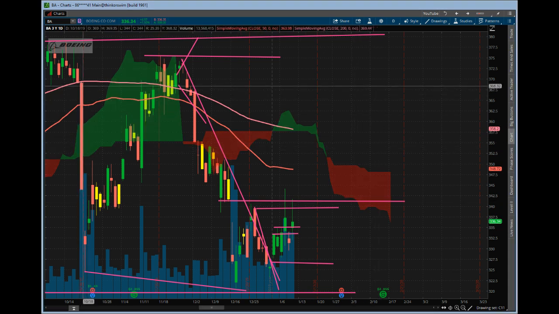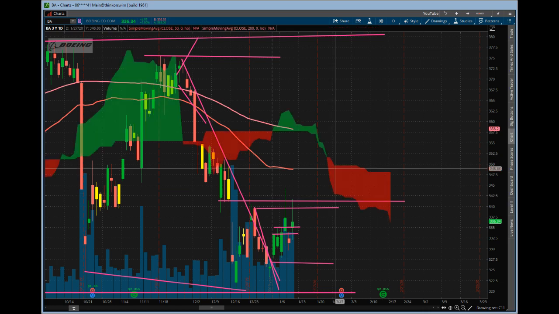Even this one right here, see how that just thrust through the cloud right there? A lot of people think that's pretty extended, right? But that did give a nice move to the downside after that, and then they reversed off of it. So yeah, and you can use it on any time frame. You just have to get good at it on each time frame, whatever time frame you like to trade on.